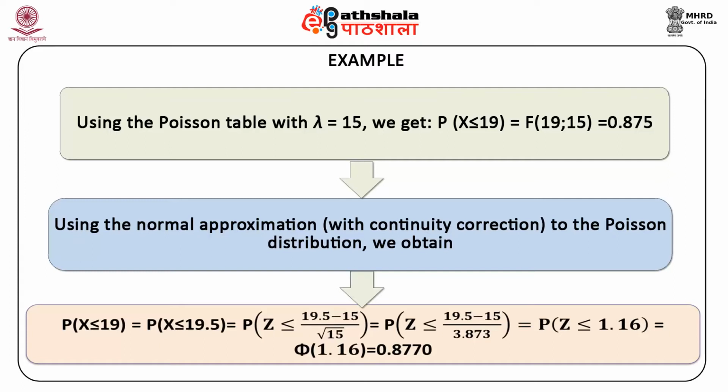which is equal to the probability that (19.5 minus 15) divided by root 15 is greater than or equal to z, which is equal to the probability that (19.5 minus 15) divided by 3.873 is greater than or equal to z, which is equal to the probability that 1.16 is greater than or equal to z, which is equal to phi(1.16), which is equal to 0.8770, which is the same as the exact probability calculated from Poisson tables.